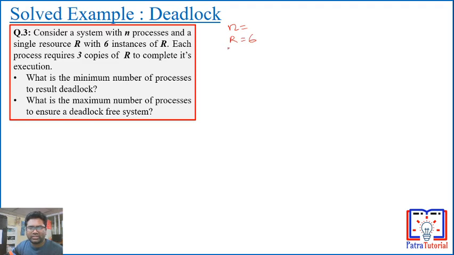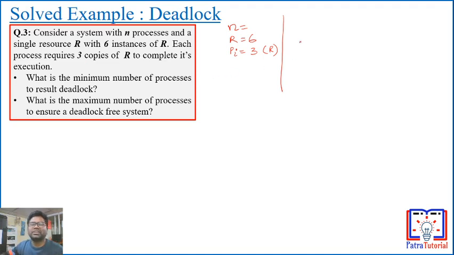So we have 6 instances of resource type R, and each process requires 3 copies of R to complete its execution. And the question is, what is the minimum number of processes to result in deadlock? This is similar to the first question, but here the requirement is more.